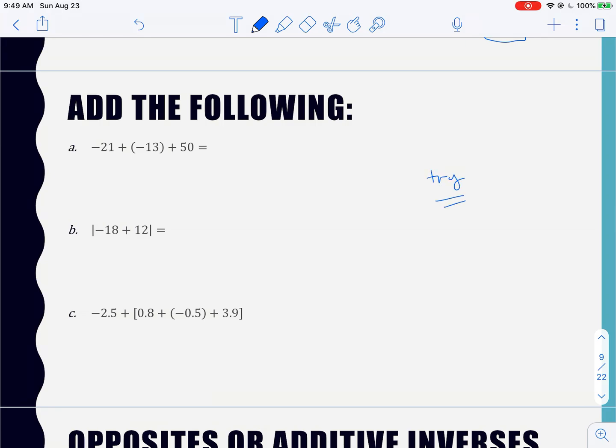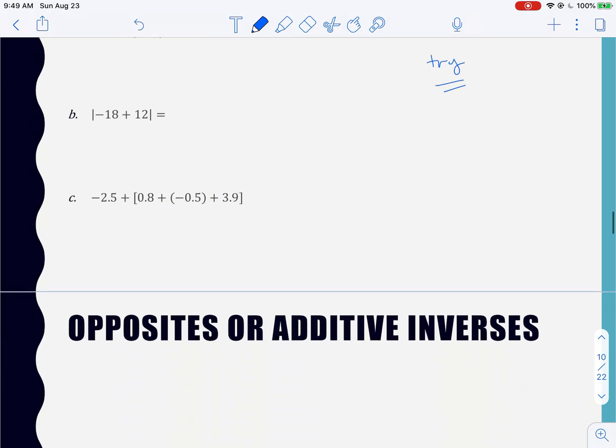All right, so you guys go ahead and try this page. You guys can check it against the finished notes.